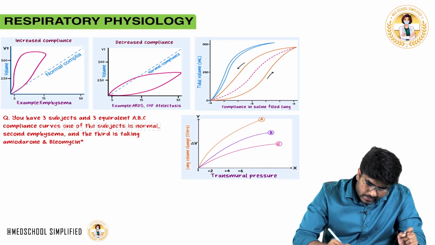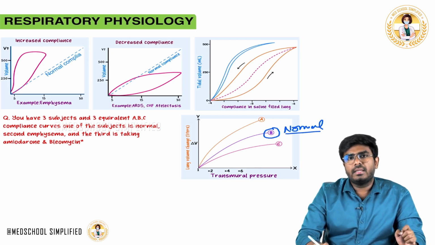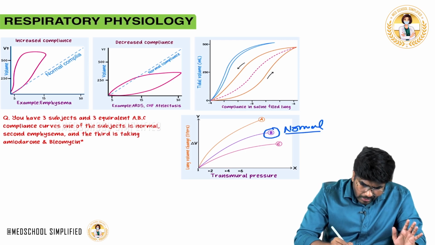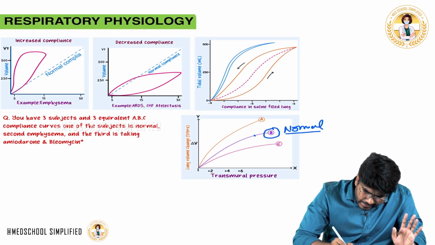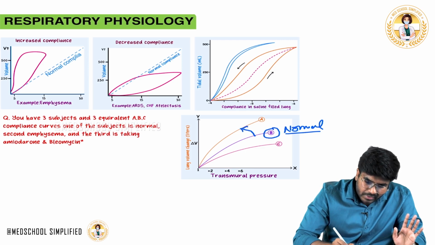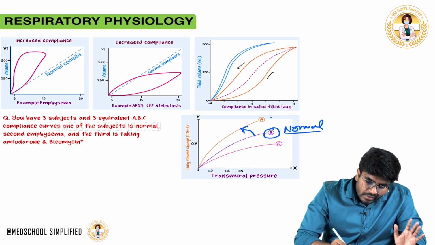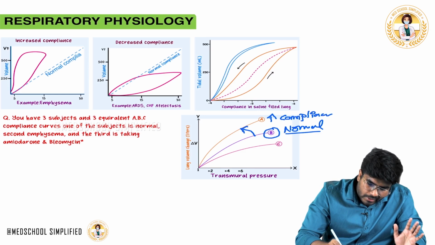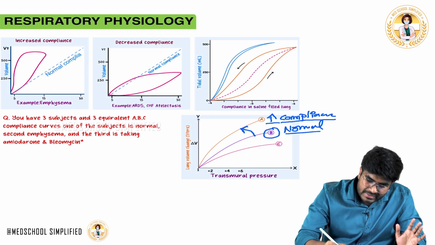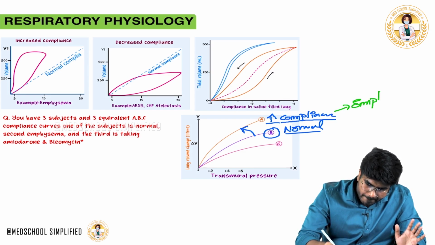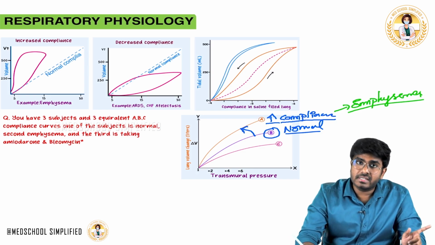It's very simple. Let's take B as the normal person; this is the normal compliance curve. Now we can clearly say that curve A has more slope, it's more towards the y-axis. So definitely curve A has more compliance. In which condition will compliance be more? In emphysema, due to loss of elastic recoil.